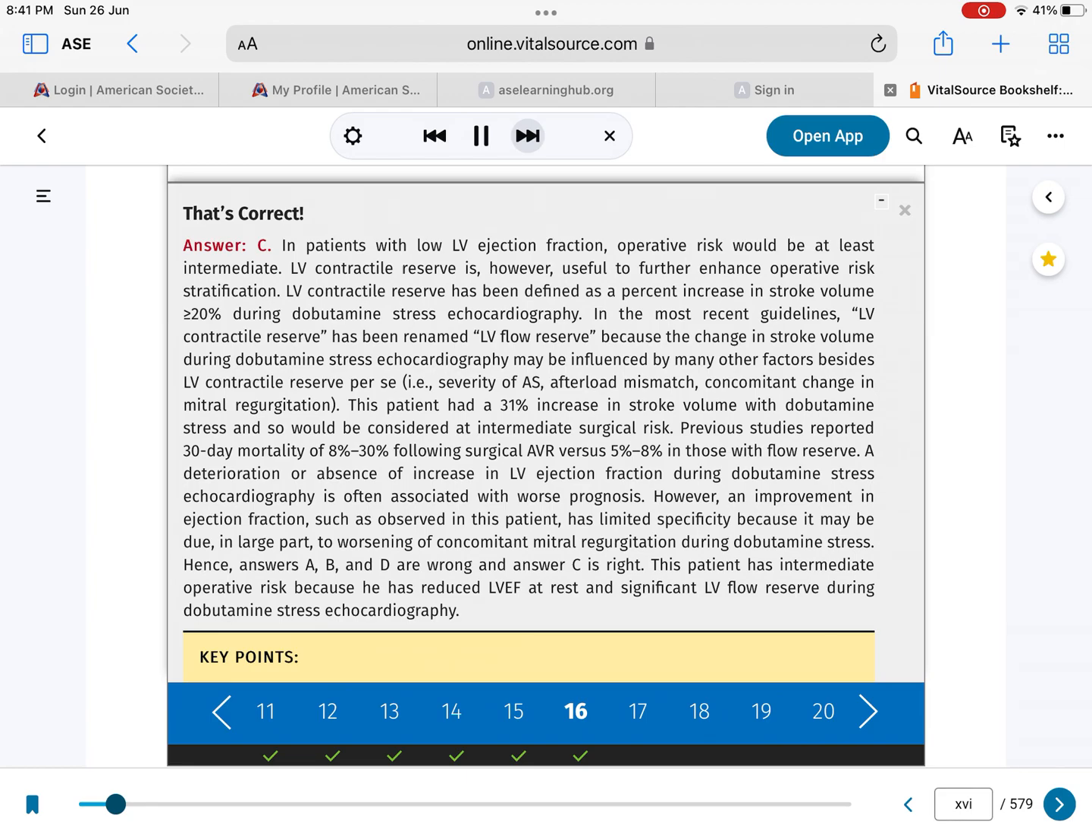16. The operative risk for surgical AVR in this patient is: A. High risk, 8% risk of 30-day mortality because rest LV ejection fraction is less than 50%. B. High risk, 8% risk of 30-day mortality because of the absence of LV flow reserve during dobutamine stress. C. Intermediate risk, 6%-8% risk of 30-day mortality because rest LV ejection fraction is less than 50% but there is significant LV flow reserve during dobutamine stress. D. Intermediate risk, 6%-8% risk of 30-day mortality because rest LV ejection fraction is less than 50%, but there is significant improvement in ejection fraction during dobutamine stress.